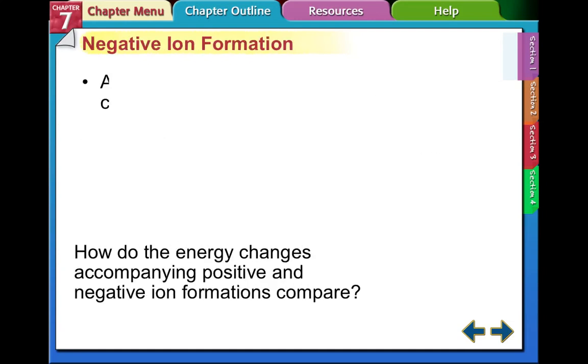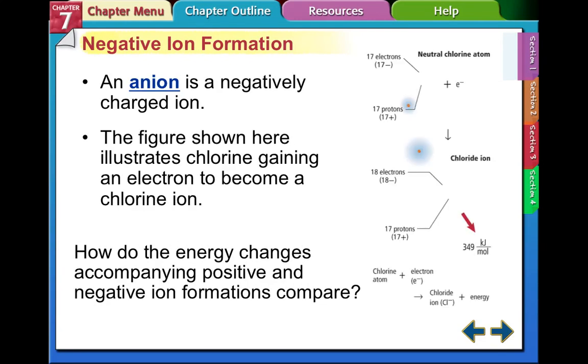Okay, so let's go into the negative ion formation. Okay, a negative ion is an anion. So cation is positive because cats are positive because they can get mice for us. Anions are negative. Okay, this figure over here shows an illustration where chlorine gains an electron. Okay, so if you gain a negative, you become a negative.